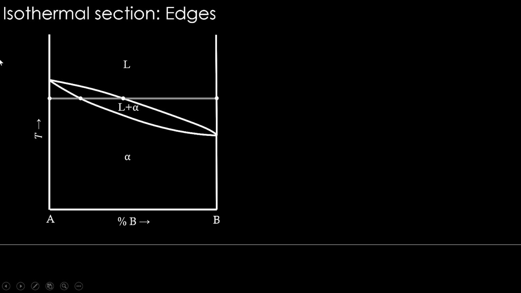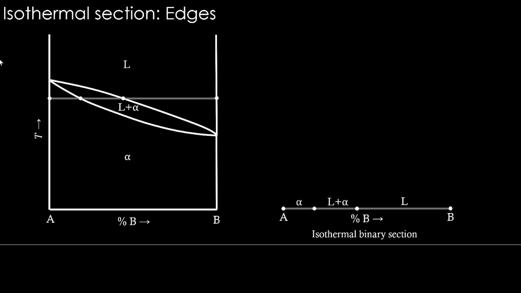Let us take it out and keep it aside. This is going to be our binary isothermal section. So the phases also, let's put alpha here, liquid plus alpha here, and liquid here. So this is the isothermal binary section.